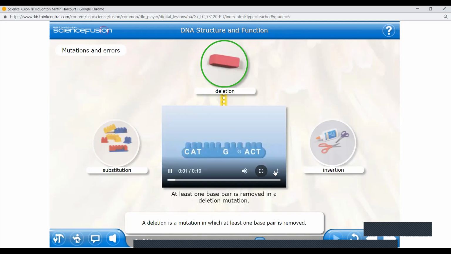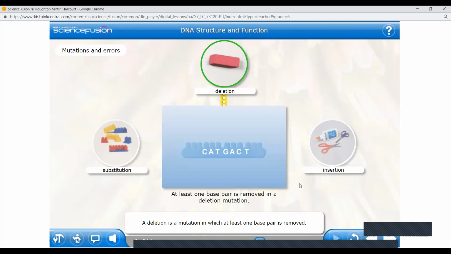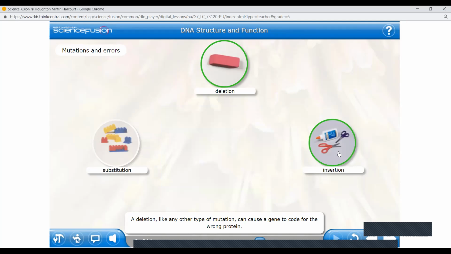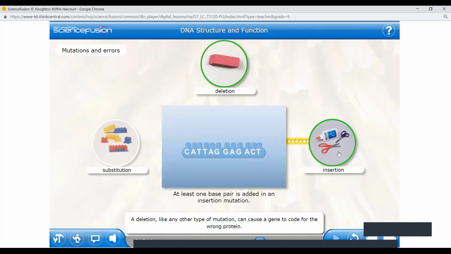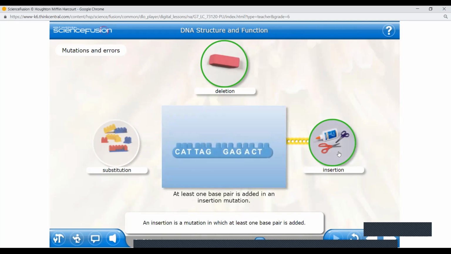A deletion is a mutation in which at least one base pair is removed. A deletion is like removing letters from the middle of a sentence. A deletion, like any other type of mutation, can cause a gene to code for the wrong protein. An insertion is a mutation in which at least one base pair is added. An insertion is like adding extra letters into the middle of a sentence.